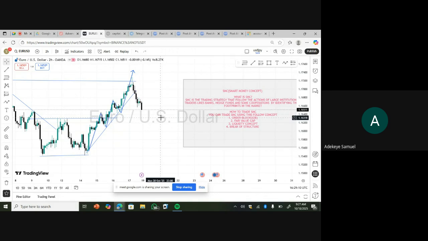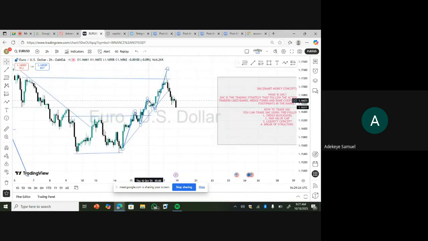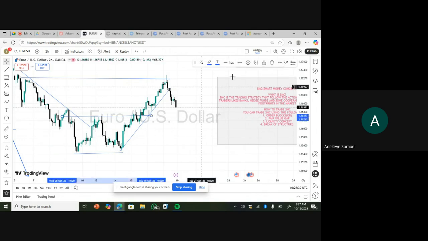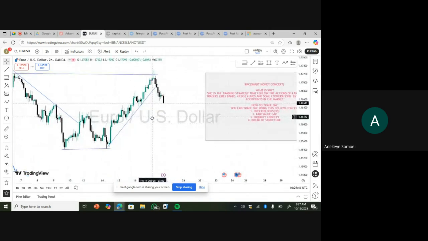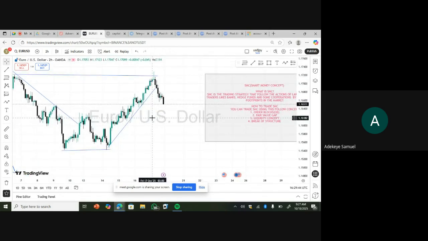Under these order blocks, we have two types: the bullish order blocks and the bearish order blocks. So let me go to my chart again. Let me delete all this. When we get to break of structure, I will talk more about how the market breaks this support level and moves.